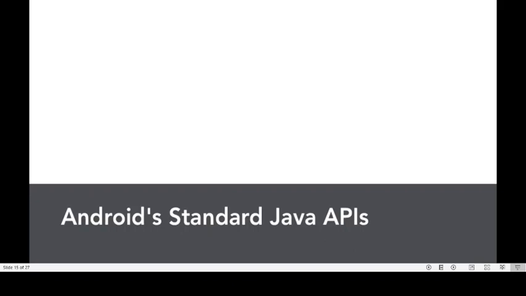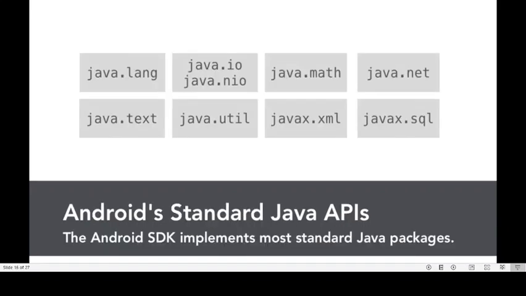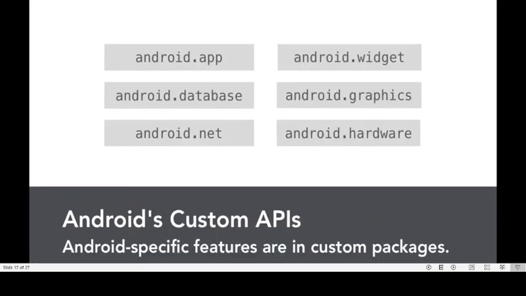The Android SDK implements most of the critical packages from the Java specifications. So these are the basic packages in Java: java.lang, java.io, java.math, java.net, java.text, java.util, javax.xml, javax.sql. java.lang is basically used for standard data types. java.io is used for Java input and output. java.math is for arithmetic operations and so on. And there are many other Java packages.